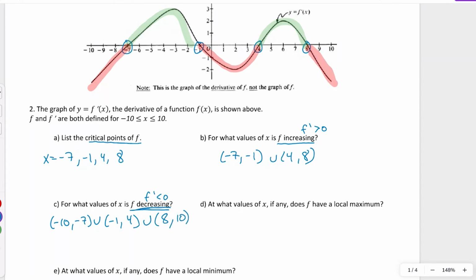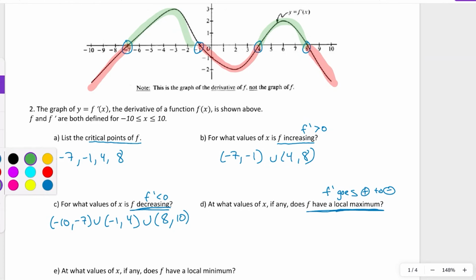D says at what values of x does f have a local maximum? Okay, so for f to have a local maximum, f prime needs to go from being positive to negative. It's going to happen at one of those x-intercepts, or maybe multiple ones, but we're looking for where the graph goes from positive to negative.